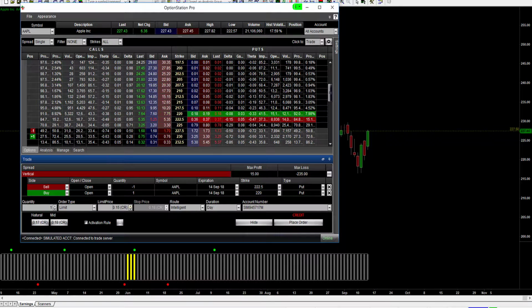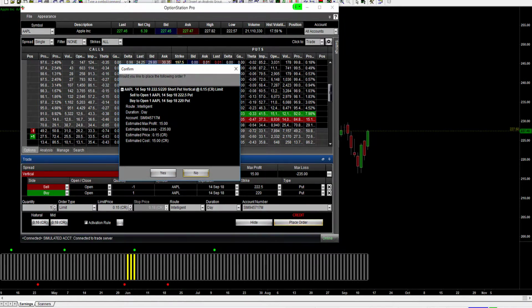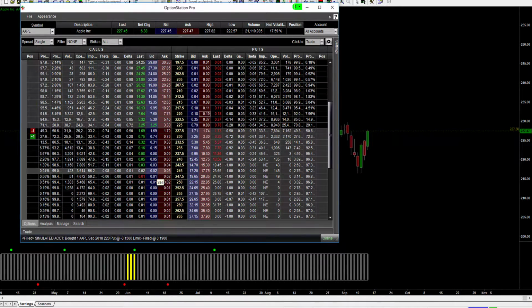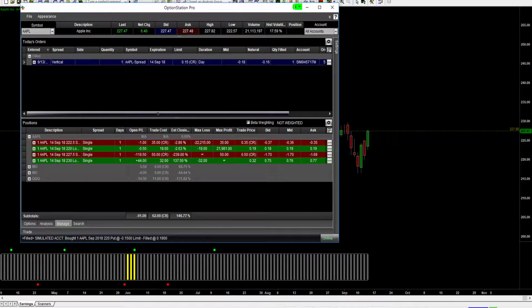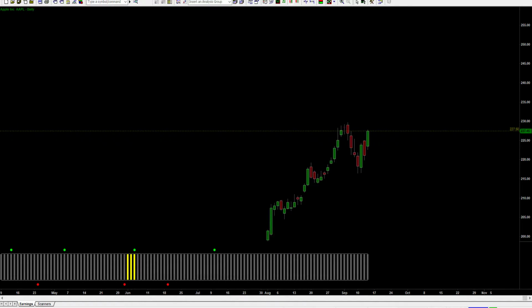We'll try to get filled right at 15. Put a limit order in and submit. And we got the order filled. You can see right here. We'll go to our manage tab, double check. Yep, we got the order filled at 15. All right, so now you see down here we got filled, and that will basically give us the 222.5 protection against our 227.5.